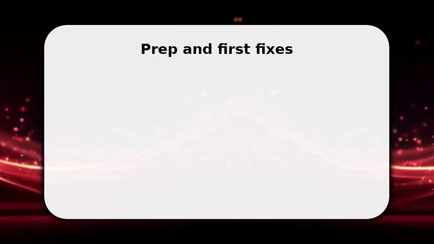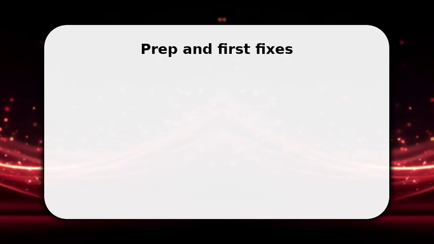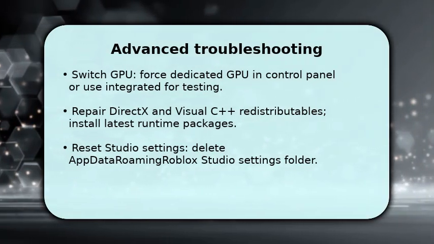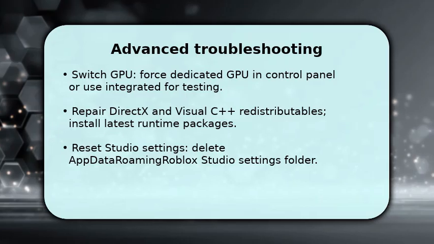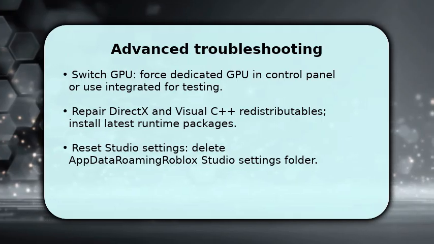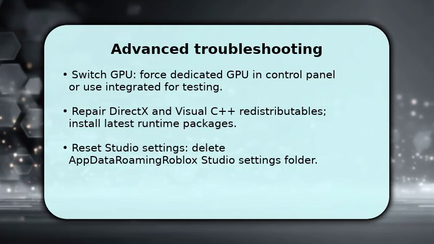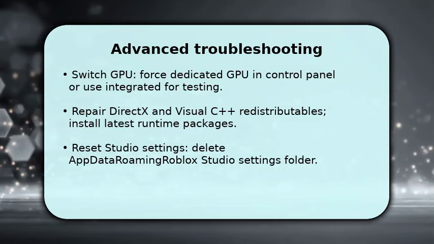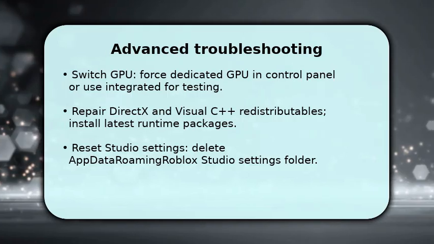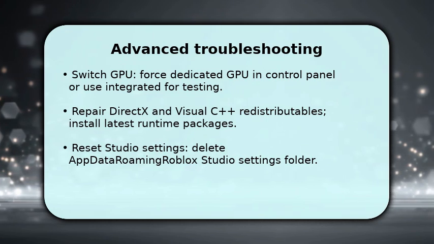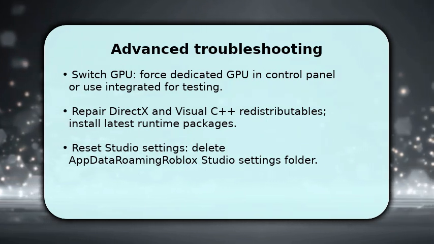Next, dive into deeper compatibility and runtime fixes. You should force Roblox to use your dedicated GPU via NVIDIA or AMD control panels, or try the integrated GPU to isolate driver issues. Then repair or reinstall DirectX and Visual C++ runtimes so rendering libraries are intact. Once done, reset Studio settings by removing the Roblox Studio settings folder in AppData to rule out corrupted preferences. These steps address rendering. Finish by doing a clean reinstall.